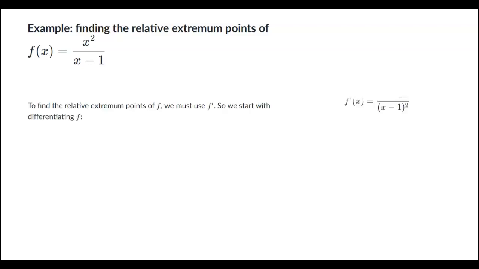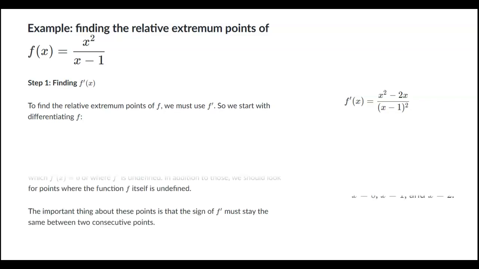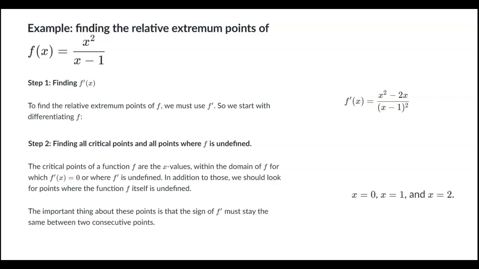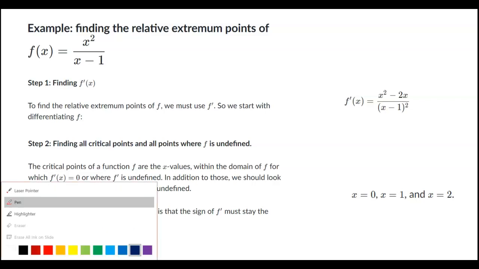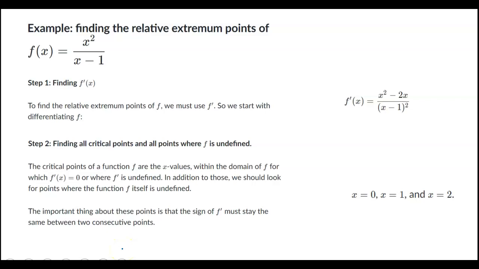So our derivative is x squared minus 2x all over quantity x minus 1 squared. All right, so to find the critical points, you would set those equal to 0. Last time I used this was when we were given technology. I have a feeling it's going to be 0, 1, and 2.